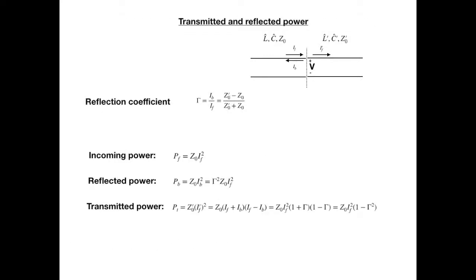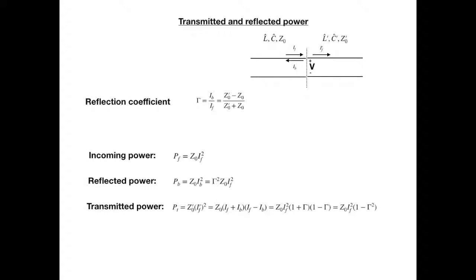Okay, let's see how much power is transmitted to the second transmission line. The reflection coefficient is gamma, and let's see how much power is going through the transmission line and how much power is reflected. The incoming power is just the impedance of the transmission line times the forward current squared, and the reflected part is of course the same expression, but now it's the backward current squared. The transmitted power is the impedance Z0 prime times the forward current prime squared.